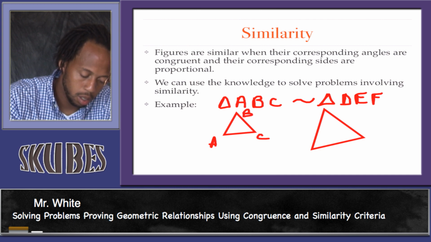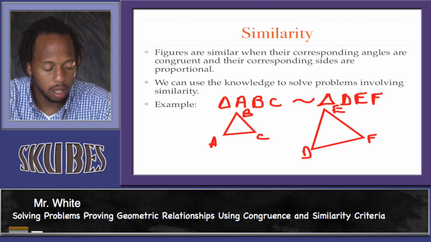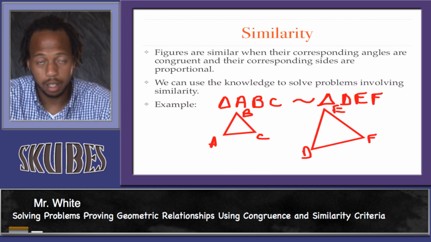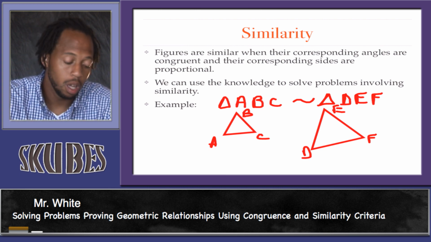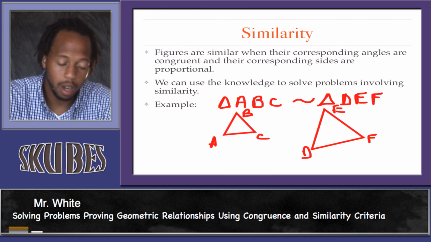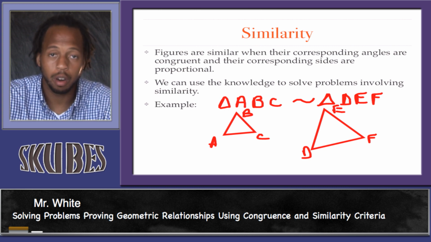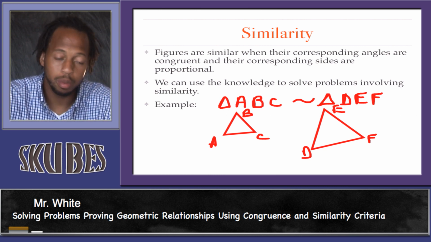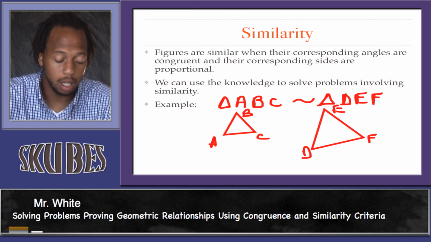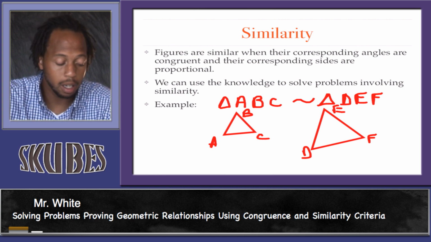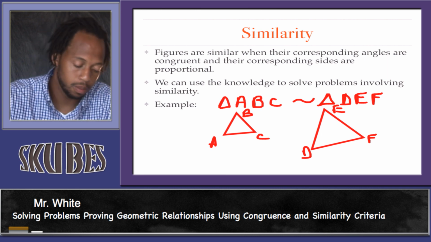ABC and DEF. And now these two triangles are similar. Notice that they're not the same size. They're not congruent, but they are similar. So since these triangles are similar, angle A and angle D are congruent, angle B and angle E are congruent, and angle C and angle F are congruent. The ratio of side AB to DE will be equal to the ratio of side BC to EF, and the ratio of side AC to DF.